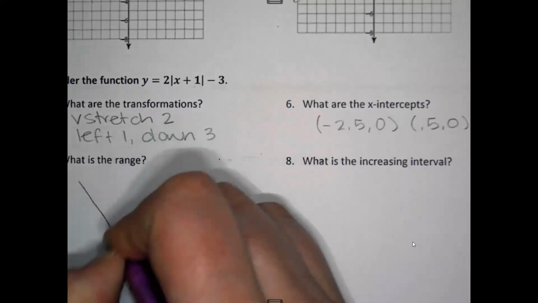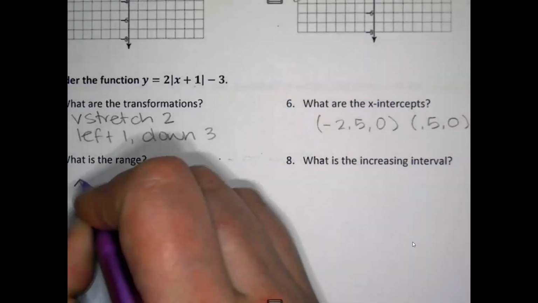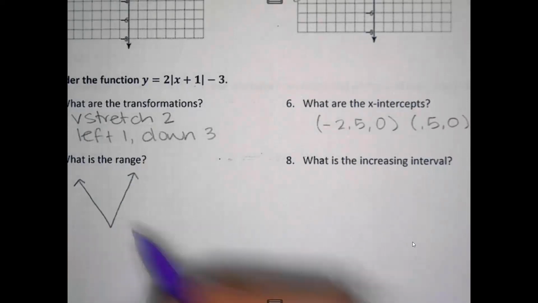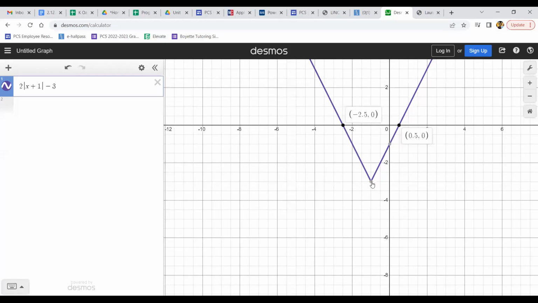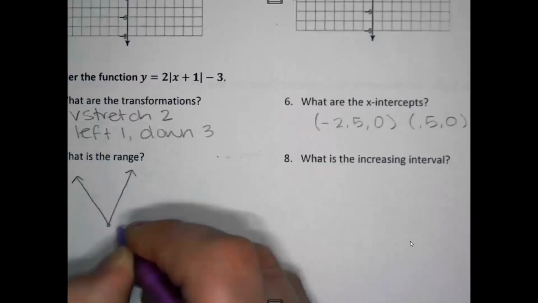And then what is the range? So the graph went up like this. So I'm going to look at the point that's at the bottom. And since it's the range, I'm using the y coordinate. So I'll look at the bottom. The y coordinate at the bottom is -3. So I'm going to use the -3 at the bottom.